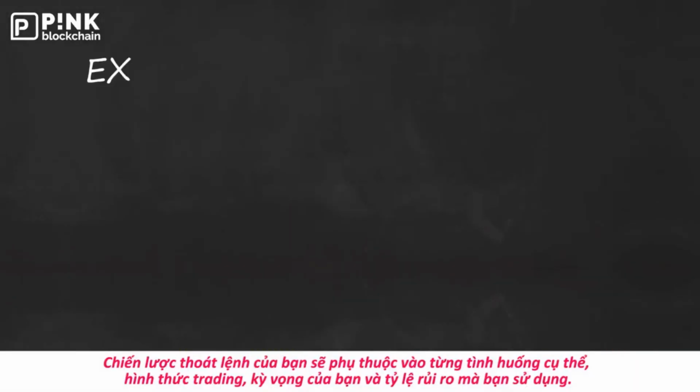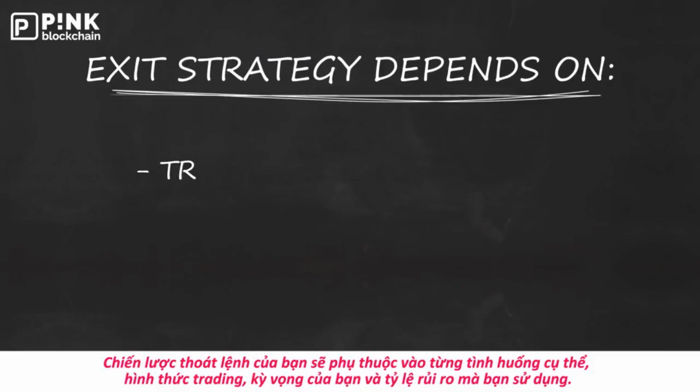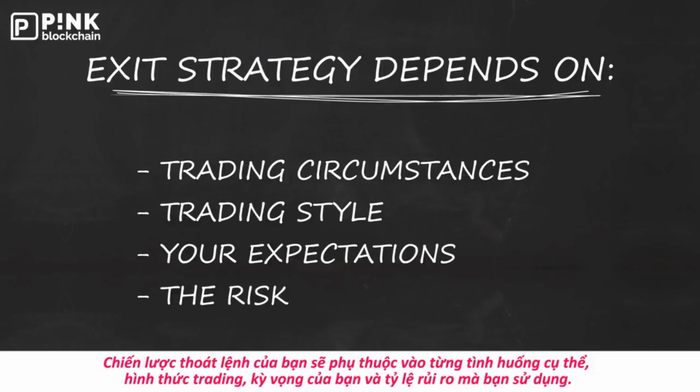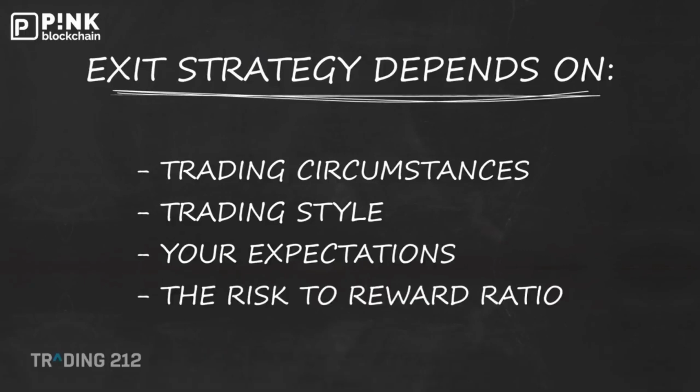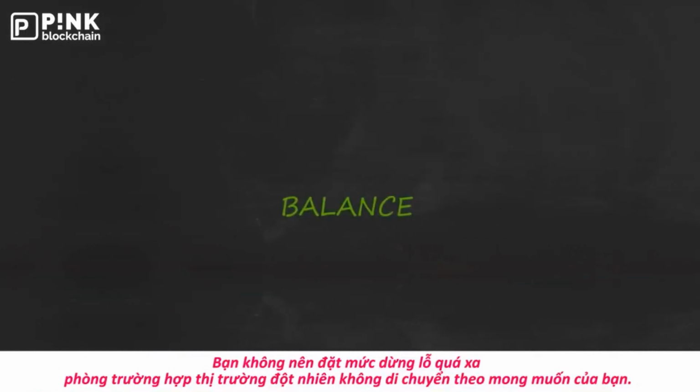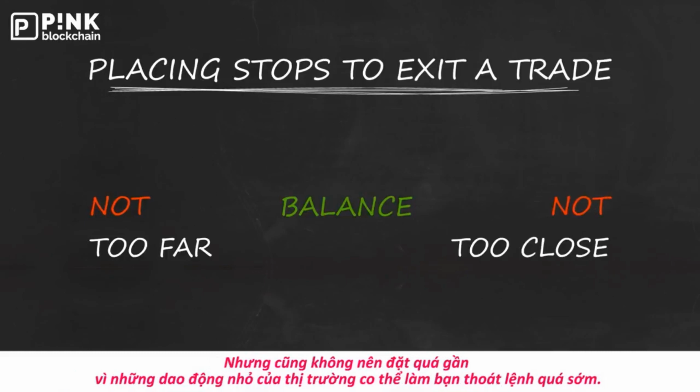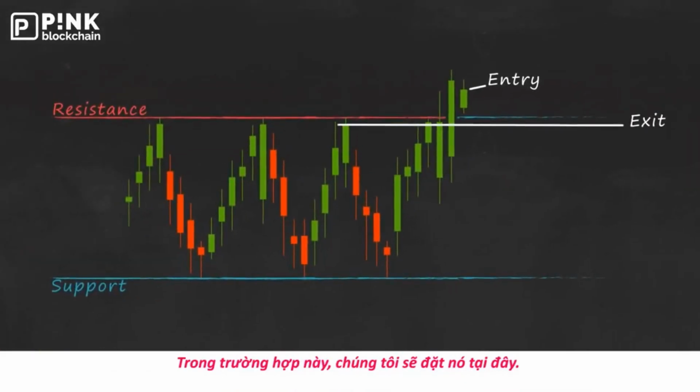Your exit strategy will largely depend on the specific trading circumstances, trading style, your expectations, and the risk-to-reward ratio you're using. The balance you have to consider when placing your stops to exit your trade is to set them not too far so that you don't lose too much money if the market turns against you, and not too close so that small price fluctuations take you out of your trade too early. In this case, we could decide to place it right about here, which would be at our maximum permissible loss.